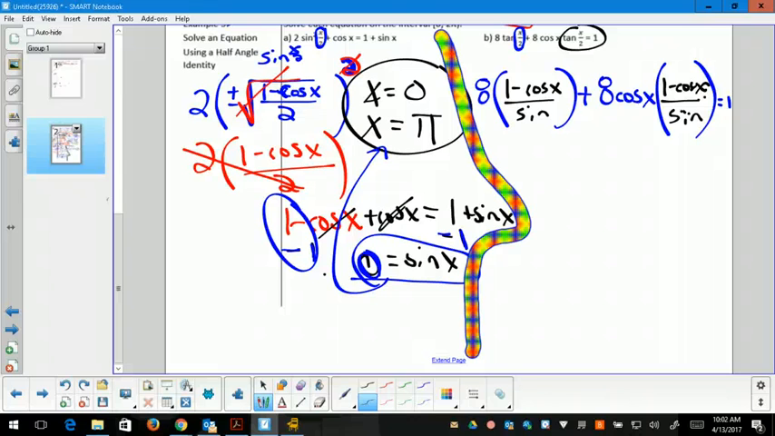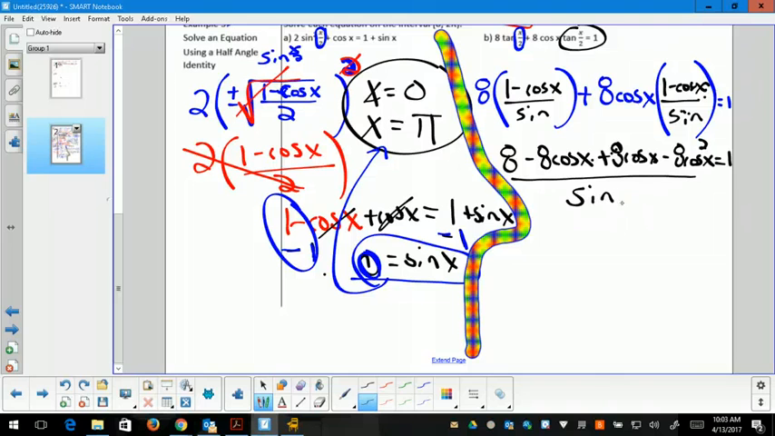So now, I can distribute my 8. I have 8 minus 8 cosine of x plus 8 cosine x minus 8 cosine x squared equals 1. And this all has a denominator of sine of x. I forgot to put the x on it. I don't want to deal with this. I can't eliminate sine, but I can move it to the other side. Would it be 1 over sine?